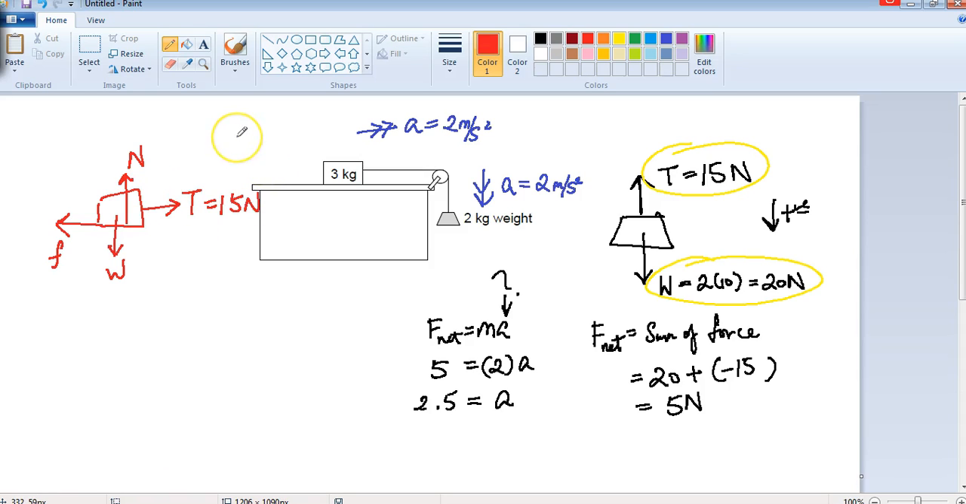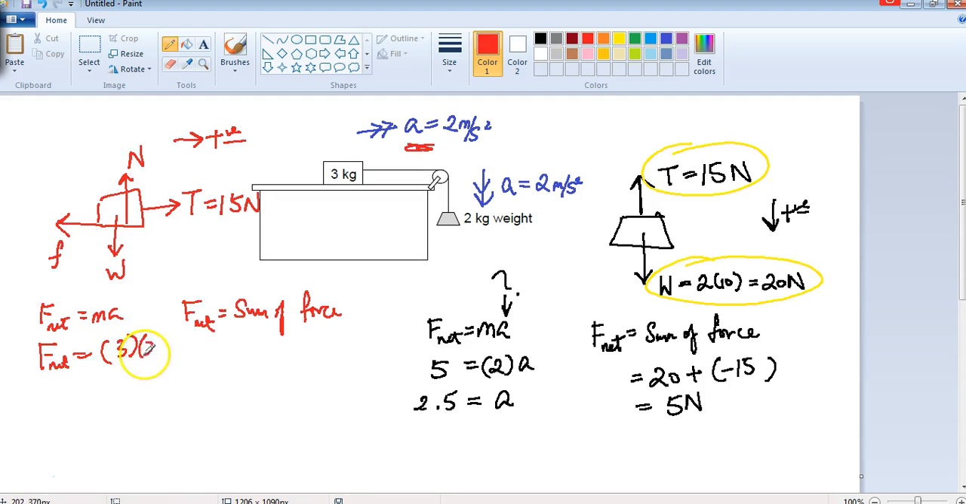Okay. Now having all this information, we write the two formulas again. F net equals MA, and F net equals the sum of forces. And down here you have to denote sign notation. So I'm saying that this direction is your positive direction. Now since we know the acceleration, we can work out the F net from our left equation. So we know that your F net is 6. With this, we move on to our right equation. F net is the sum of forces.